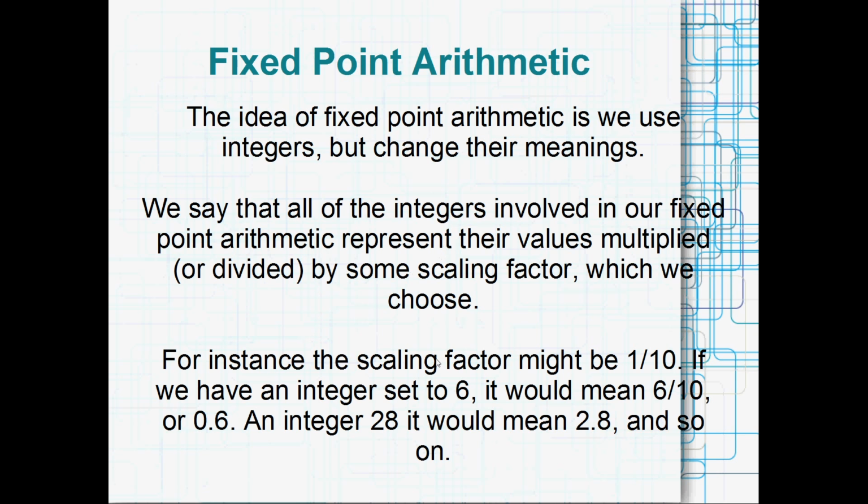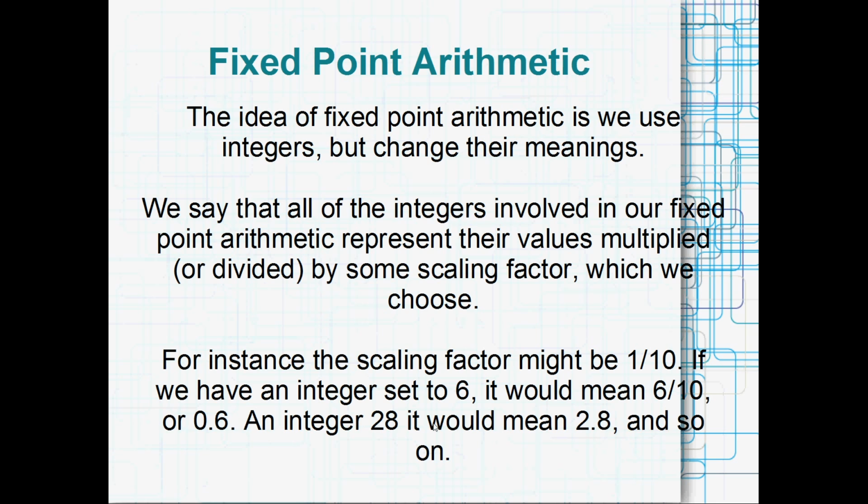For instance, this is just a little base 10 example here, but when we get to code, we'll jump back to base 2, since computers love base 2, much as humans love base 10. Our scaling factor might be 1 over 10, or 1/10. That would mean that if we've got an integer set to 6, it means 6 multiplied by 1 over 10, or 6 over 10, or 0.6 if you like.